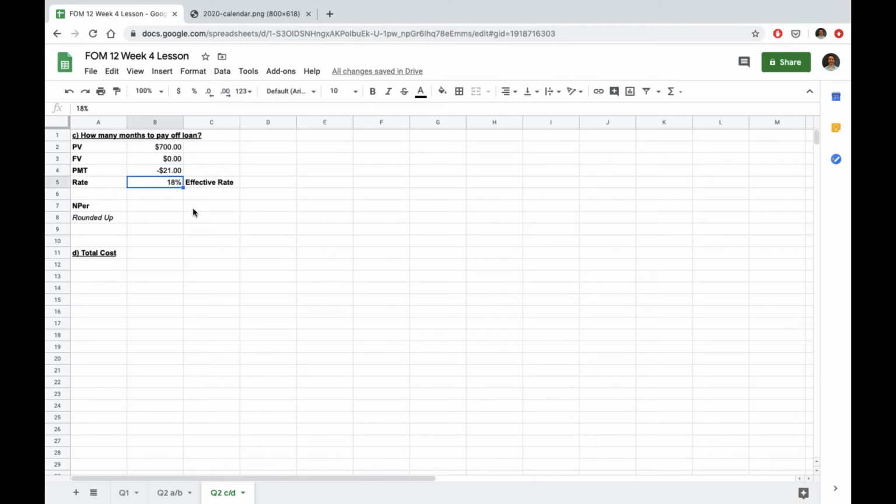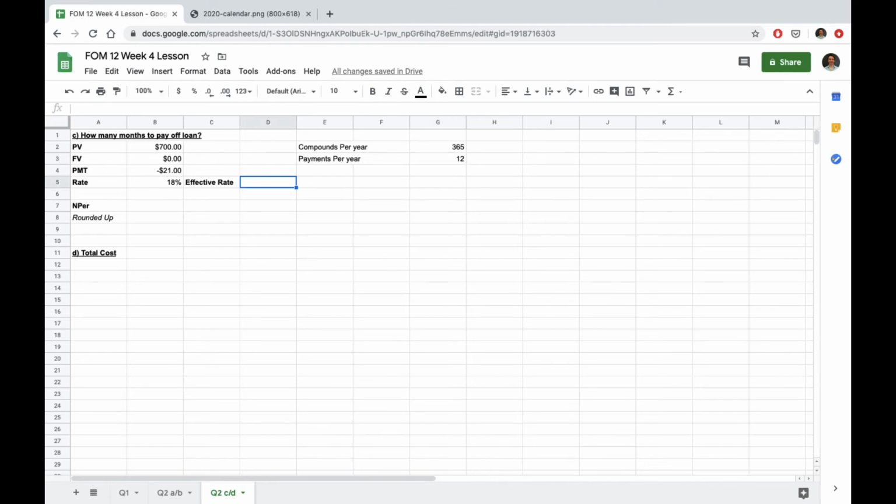Our rate is 18%. To calculate our effective rate, this is where it gets really tricky and you get a really weird formula. If you want to try these types of bonus questions, I really encourage you to take a look at this spreadsheet so you can see the formula for yourself. Our effective rate formula is going to involve how many compounds we have per year and how many payments we have per year. In this case, we're compounding daily, so we have 365 compounds every year. Payments per year, we're paying monthly, so we're going to get 12 payments per year.